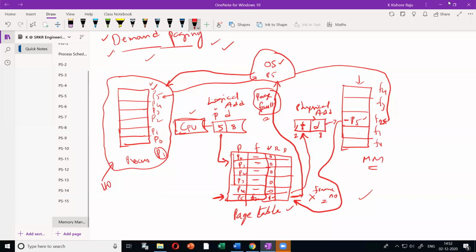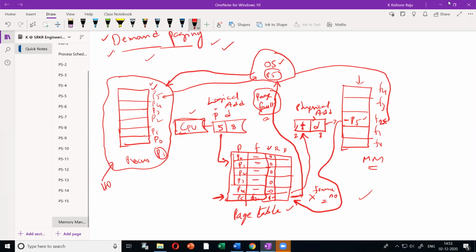Then the operating system asks, what is the fault? Why did the fault happen? For the P5 page. So immediately it will look into the hard disk to check whether the fifth page of process P1 is there or not. Yes, it is there. Then immediately that page will be loaded into a free frame. Is it clear? The free frames are available, so it will select one of the free frames and load it.